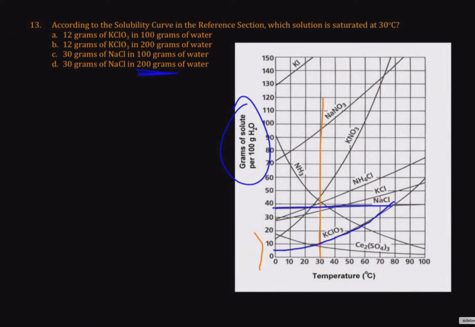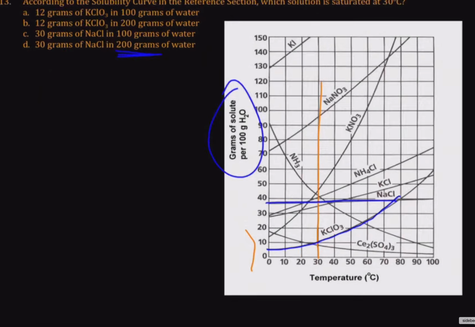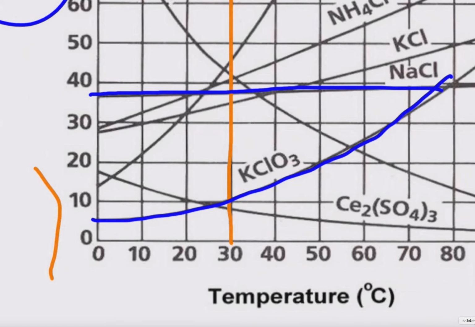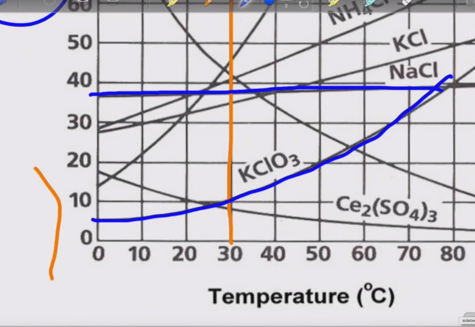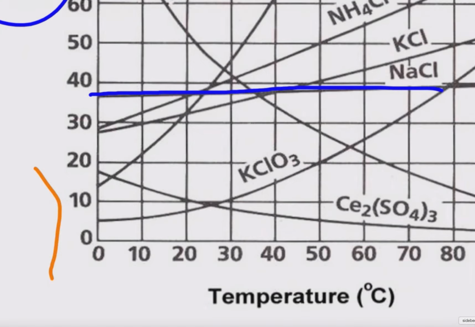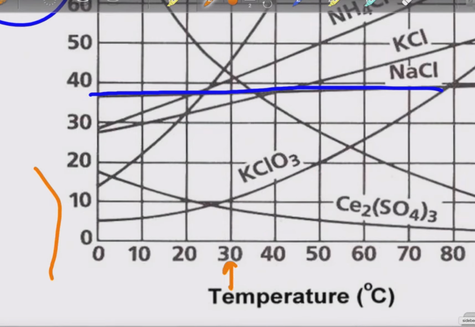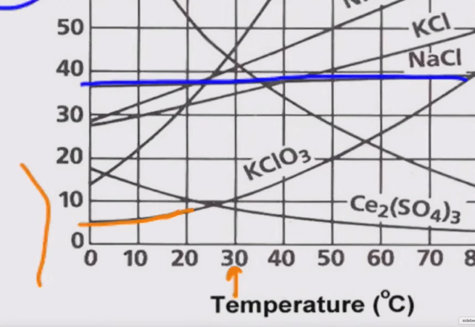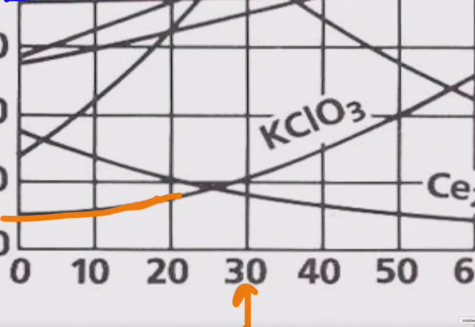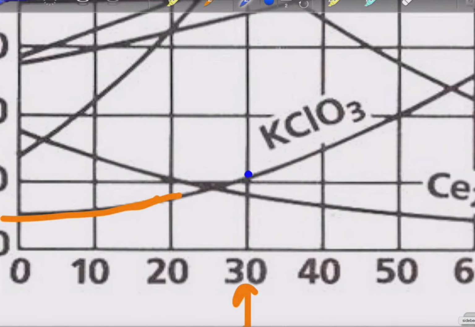Well, the first choice is 12 grams of calcium chloride per 100 grams of water. If we look at the chart, it's kind of hard to see, especially because I put these extra lines on there. If you look at the 30-degree line here, and you look at the calcium chlorate line here, you see that roughly the place where those two lines intersect is just a little higher than 10.